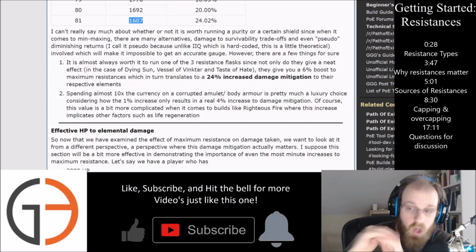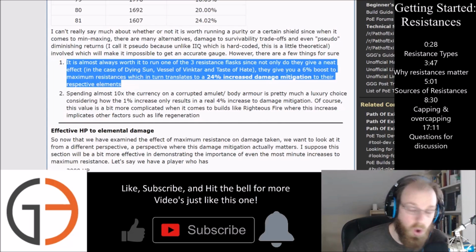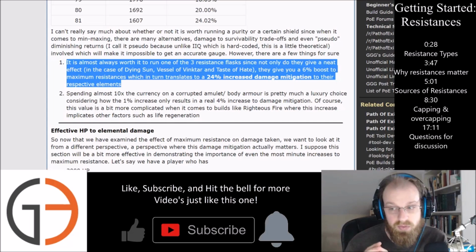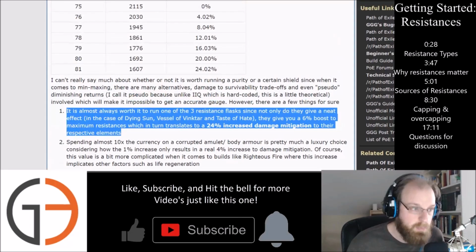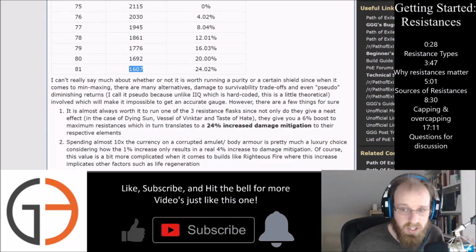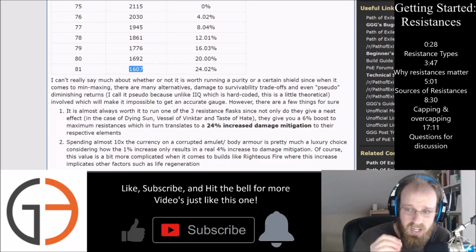That line no longer applies. Remember how we talked about how flasks got nerfed? This no longer applies. So you can't just run around with 3 elemental flasks on your flask bar and then constantly be going up by 6% up to this 81. You can't do it anymore, and that's one of the things that I wanted to take the time to point out.